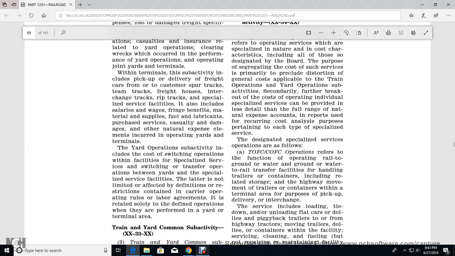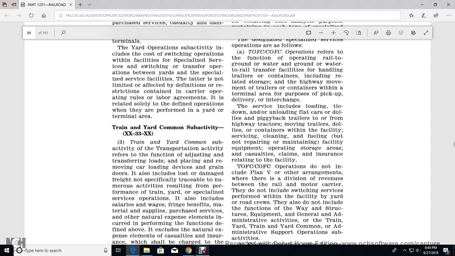Alright, terminal sub-activity includes the pickup and delivery of freight cars for the customer, spur track, the same track with the freight, houses for the interchange with the rip track and special services facility. These include salary and wages of the employees, fringe benefits, material supply with fuel, lubricants, purchase of casualty and damage from other natural elements incurred in operating the yard terminals. Yard operation sub-activity costs include switching operation, facility, specialized services, switching, and transfer operation between the yard and special services facility. It is not limited by the effective definition restricting the time of the carry operation rule with the labor agreement that is related solely to defined operations performed in the yard and terminal area.